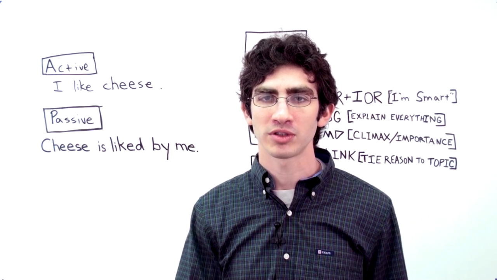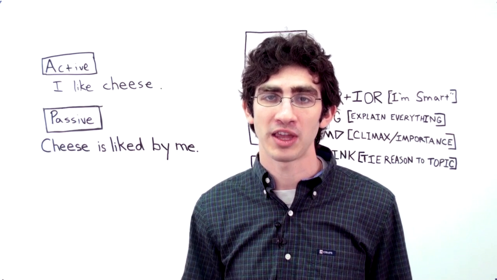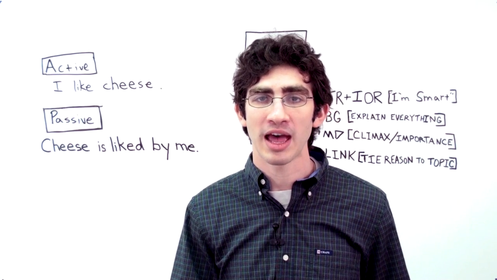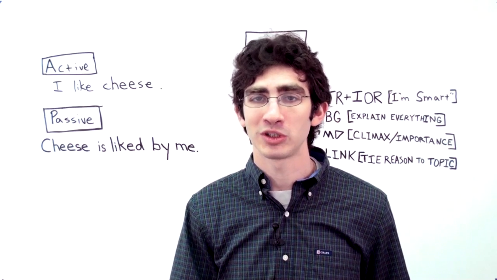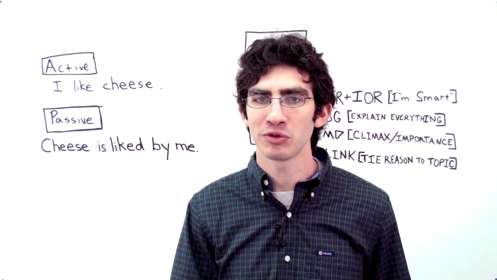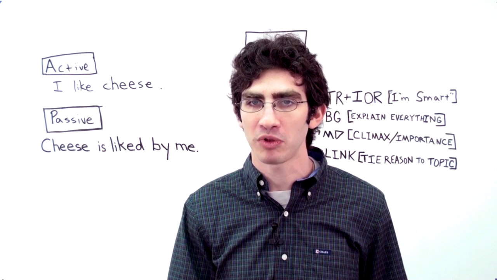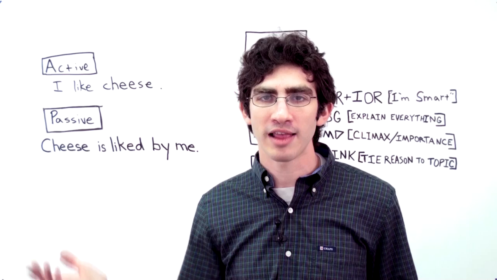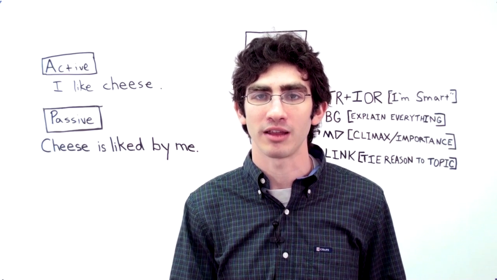For example, you notice that if we took by me off of the end of the passive voice sentence, we would have cheese is liked, which is a sentence, but it doesn't tell you who's liking the cheese. It doesn't really explain everything. Whereas I like cheese tells you who likes the cheese immediately.